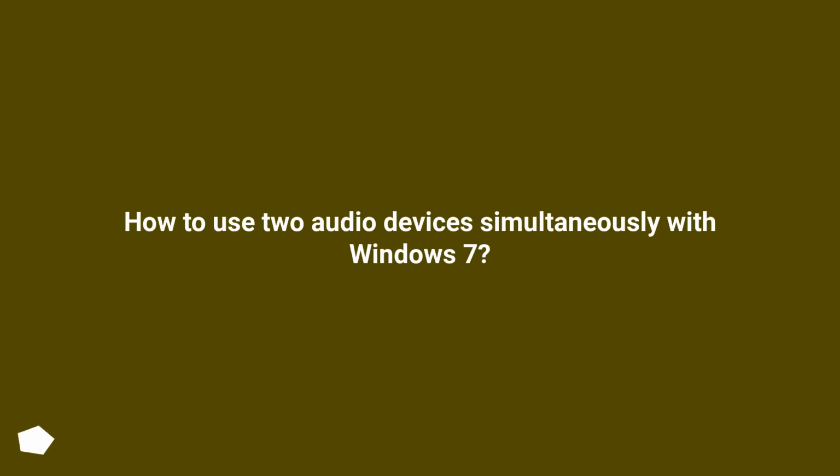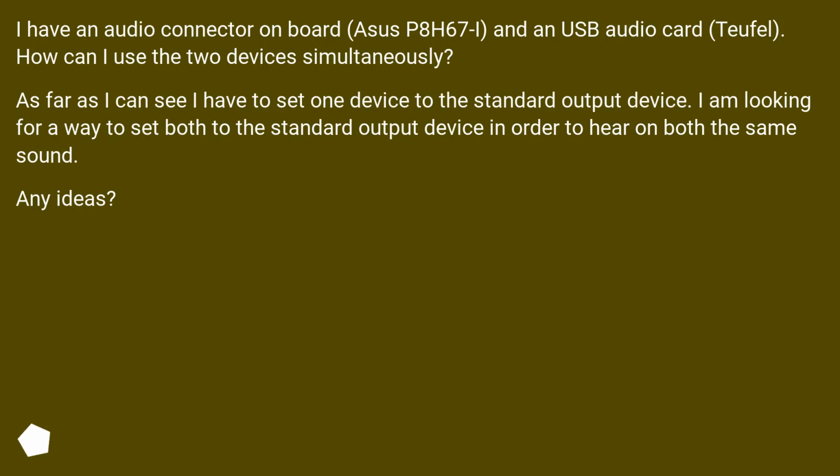How to use two audio devices simultaneously with Windows 7? I have an audio connector on board, Asus P8H67i, and a USB audio card, Teufel. How can I use the two devices simultaneously?